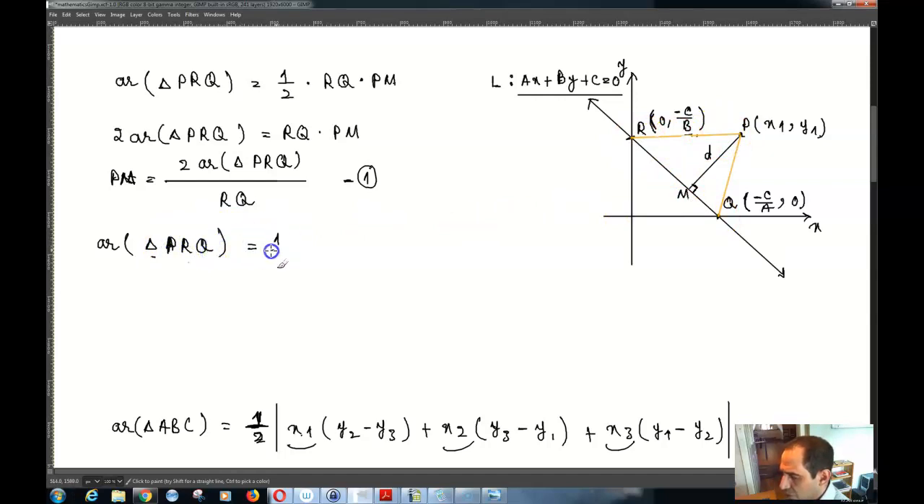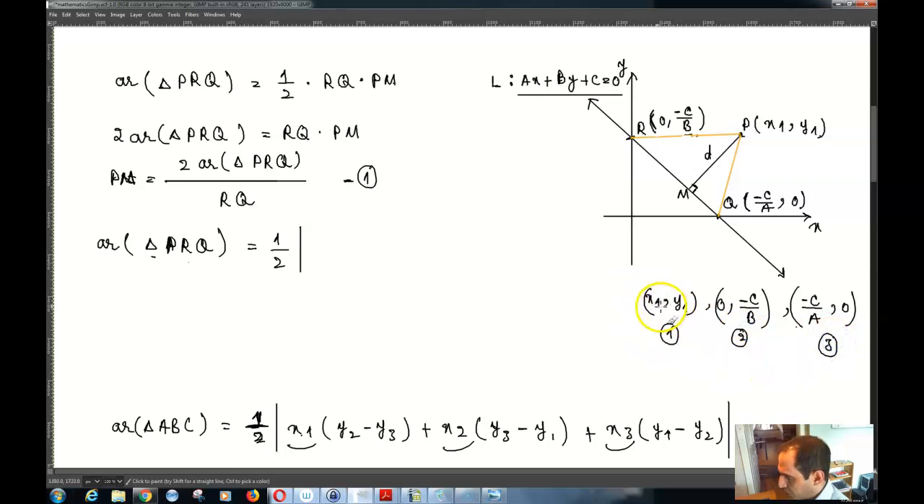the area of triangle PRQ is equal to 1/2 the absolute value of, now over here I have these 3 points. I have x1 comma y1, I have 0 comma negative c by b, and I have negative c by a comma 0. I take this as point 1, this as point 2, and this as point 3, meaning this is x1 y1, x2 y2, x3 y3 in this formula.